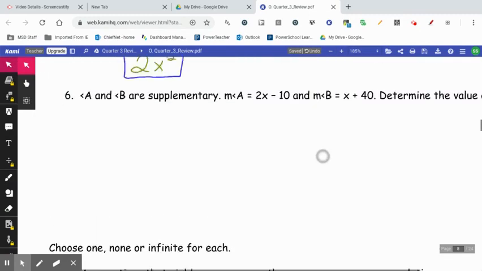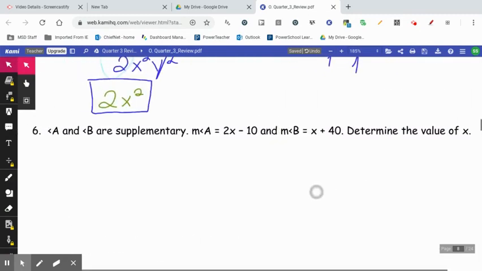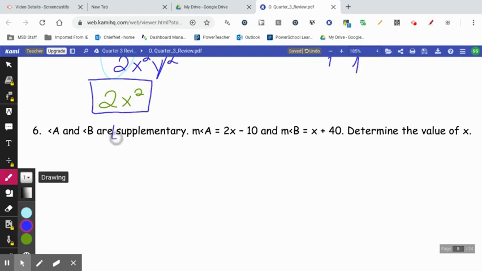Okay, now our next problem. A and B are supplementary. Angle A is 2x minus 10. Angle B is x plus 40. Determine the value of x. So what we need to know is the information here. What does it mean for two angles to be supplementary? It means that they add to equal 180.